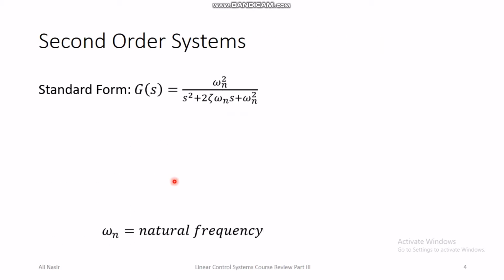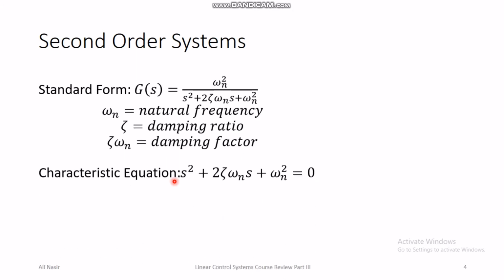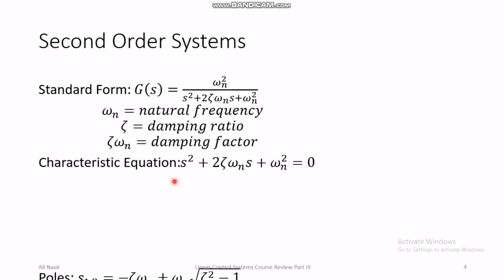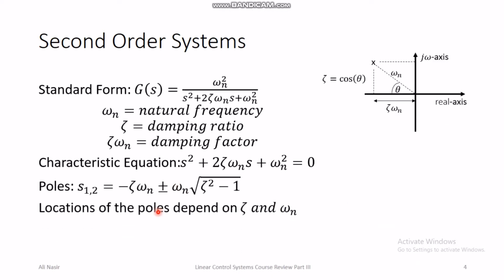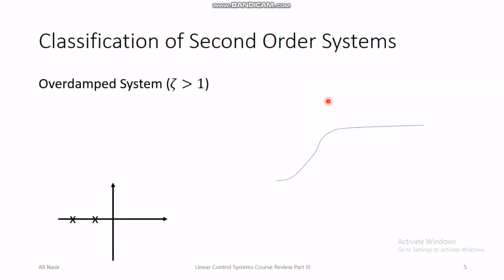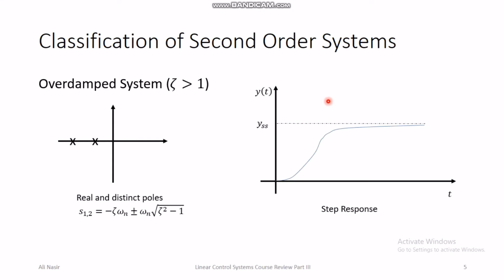For second order systems, we have natural frequency and damping ratio, which play a significant role in the pole locations. These are the pole locations with a general complex pole. The horizontal distance of the pole from the j omega axis is zeta times omega n, and the cosine of the angle of the pole from the real axis is zeta itself. We then looked at the classification of second order systems. There is an overdamped system, and the difference of its step response from that of the first order system is almost zero slope at the beginning.